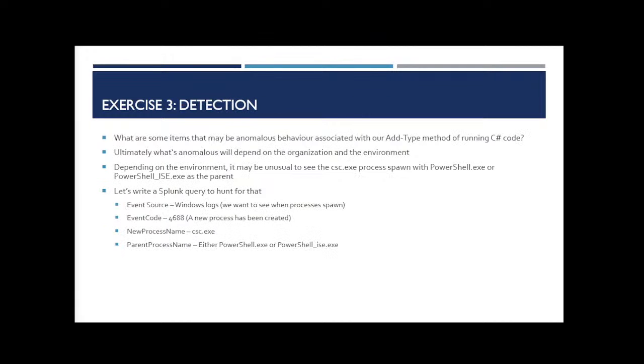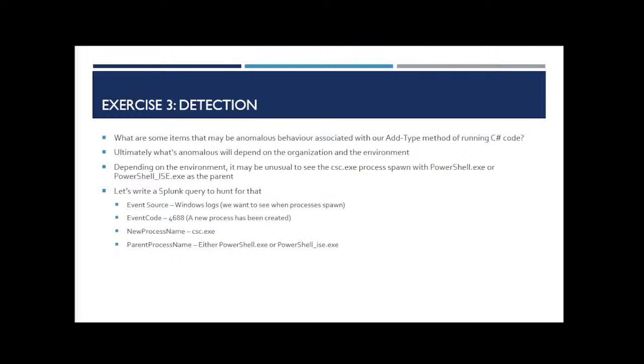All right, so detection. Some of the items that may be anomalous in your network is the association with Add-Type running C# code. So again, ultimately what's anomalous will depend on your network. Do people do these things? I mean, you might have an eager beaver intern that just does this stuff because they figured out that it's a quick way to do their work, and it's not malicious at all. It will really depend on your network, so this is just an example.